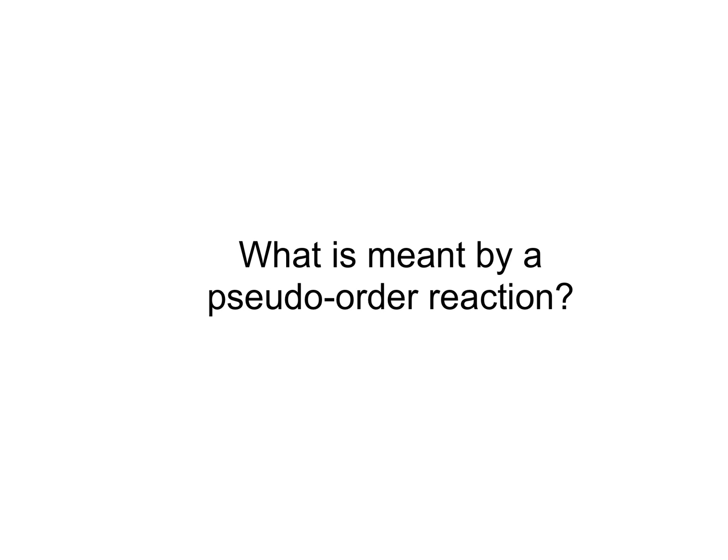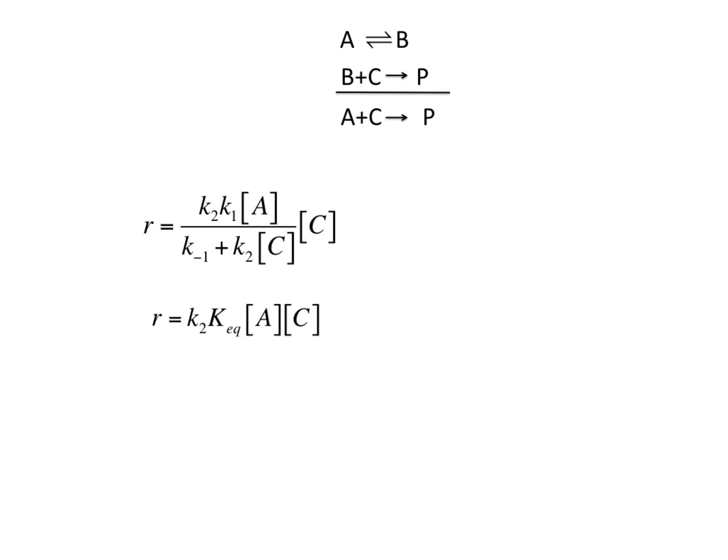Another trick I can use to simplify the analysis of my kinetics is to set up my reaction in such a way that I have a pseudo-order reaction. Let's see what we mean by a pseudo-order reaction. Let's take a look at our mechanism, which consists of consecutive reactions in which B is an intermediate.